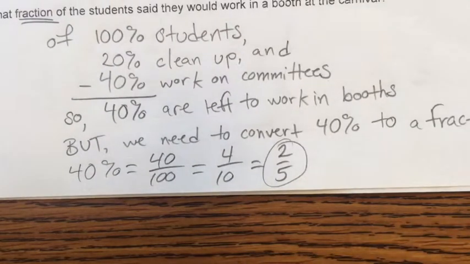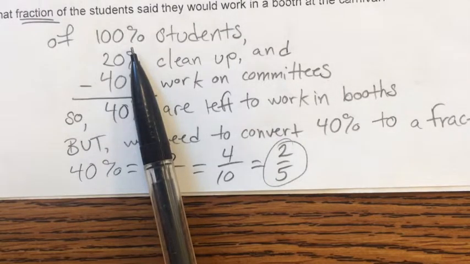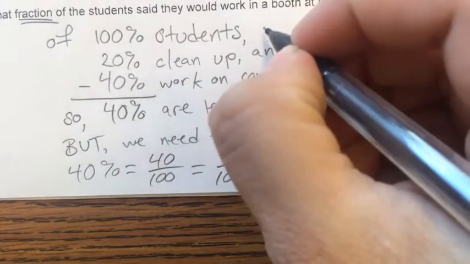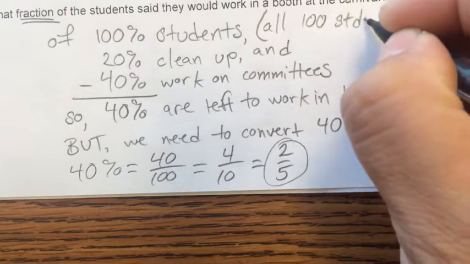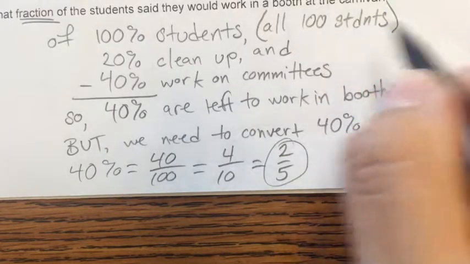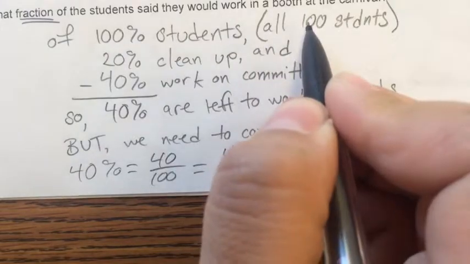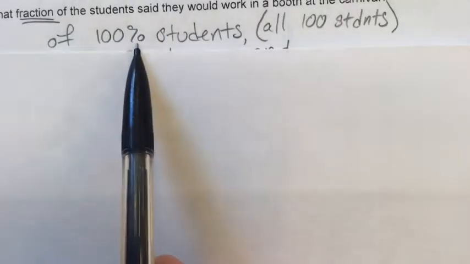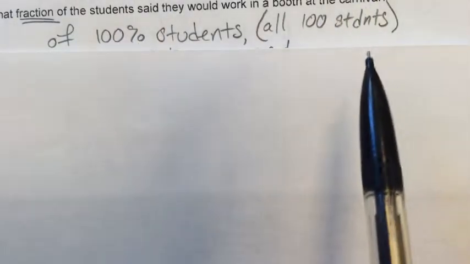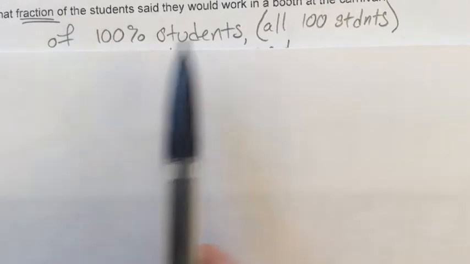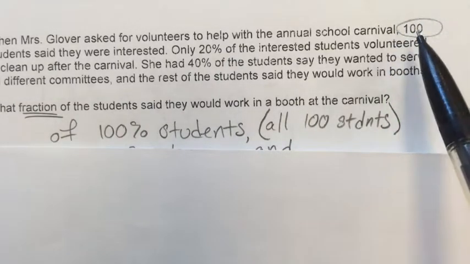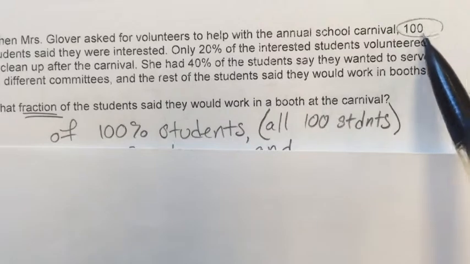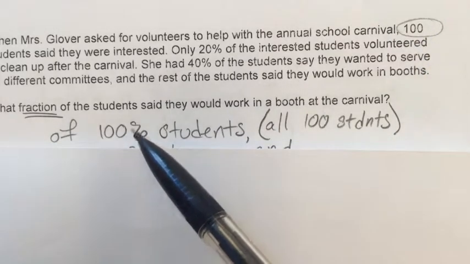Let's see. Of 100% of the students, that means all 100 kids, all 100 students. That's what that 100% means. All 100 of the students. Now, please don't get mixed up. 100% doesn't always mean 100 people or 100 items in a group. 100% means however many the question tells you are in that whole group. In this case, they happen to be the same value. 100 people, 100 students are 100% of the whole group.